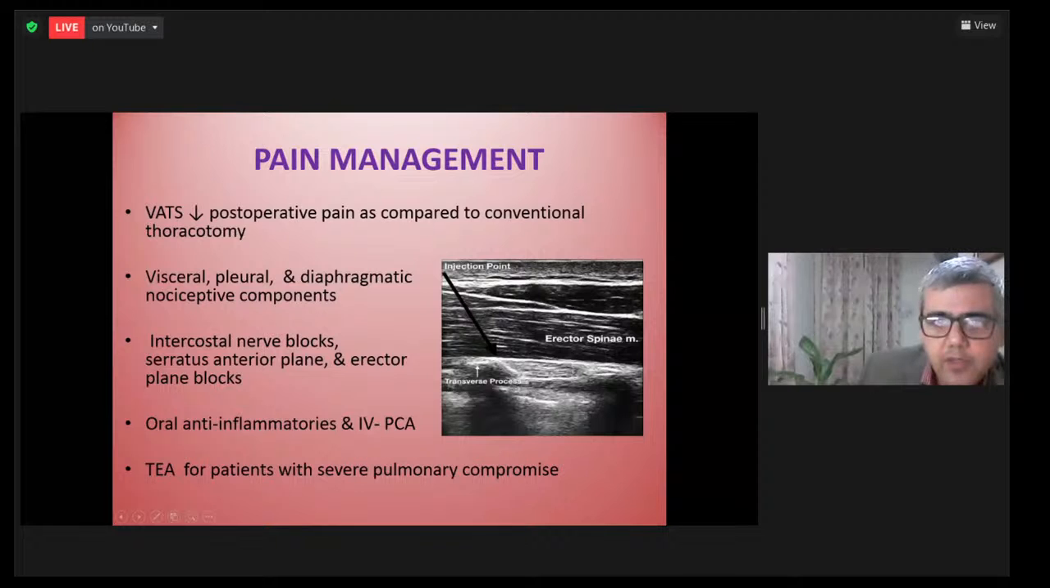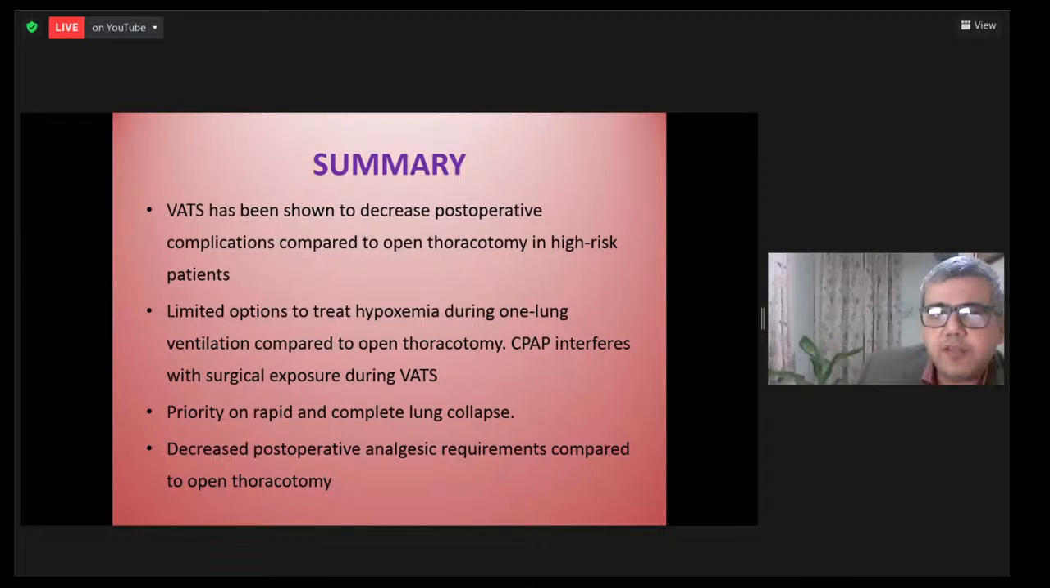So to summarize, VATS has been shown to decrease postoperative complications as compared to open thoracotomy. There are limited options to treat hypoxemia during VAT surgery.